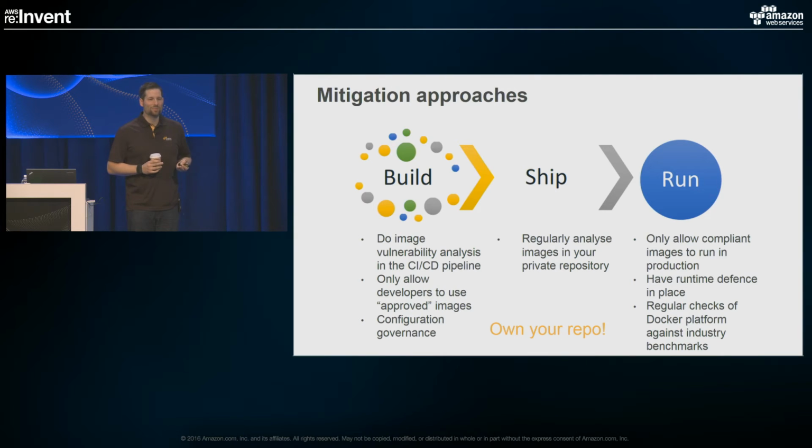Only allow compliant images to run in production, of course. It sounds easy, but there's a lot of people that say, oh, I just needed to link to a separate container because I needed that feature, that database, whatever. And suddenly you have a sprawl of different containers that you don't know where they came from. Have runtime defense in place, of course. Either build it yourself or use a third party, and then just do regular checks against the industry benchmarks.